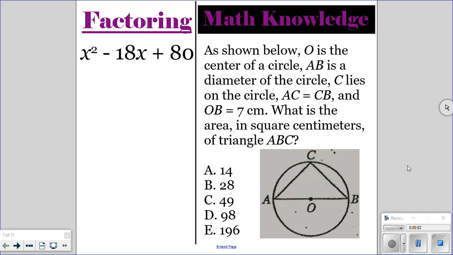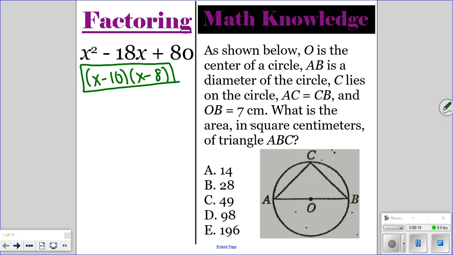All right, so y'all go ahead and do the factoring and the math knowledge question for today. Pause the video, and then once everyone is finished, you can unpause the video and I'll go over the correct answers. So for the factoring, you should have x minus 10 times x minus 8.